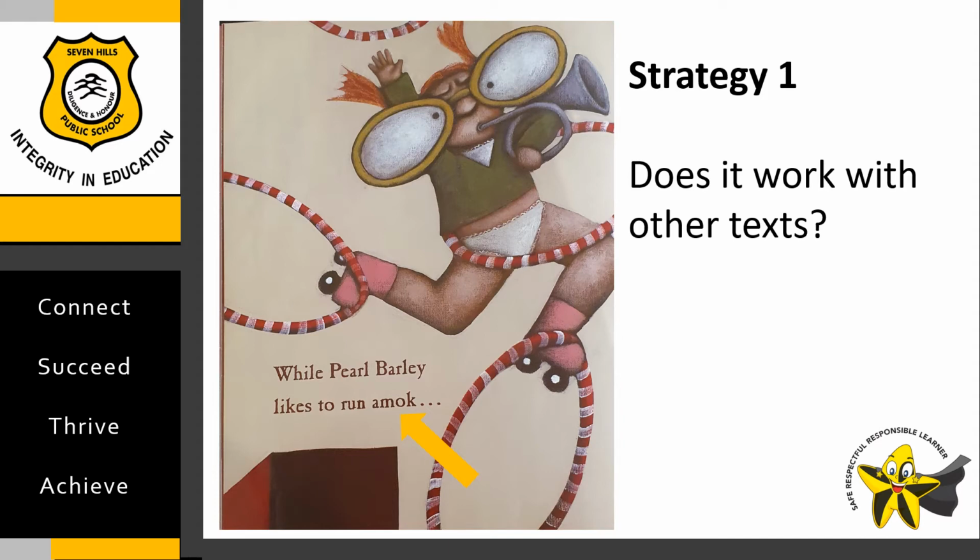So if I look at that image and I look at that word, I think it means that she likes to go a bit crazy, let loose. Let's just see if that makes sense in the sentence and the image supports that. While Pearl Barley likes to go crazy. While Pearl Barley likes to let loose. Yeah, I think that does make sense.